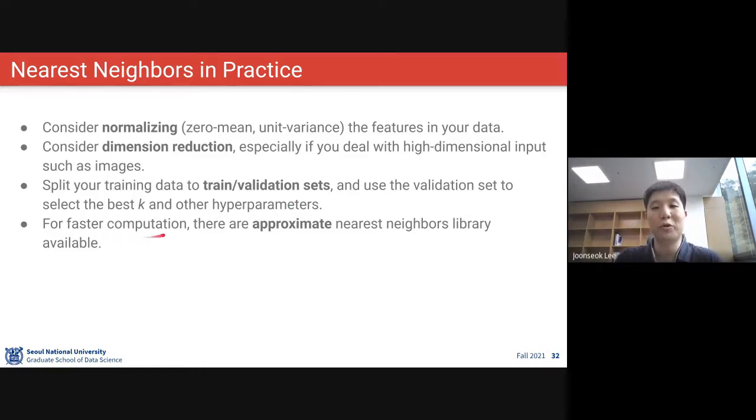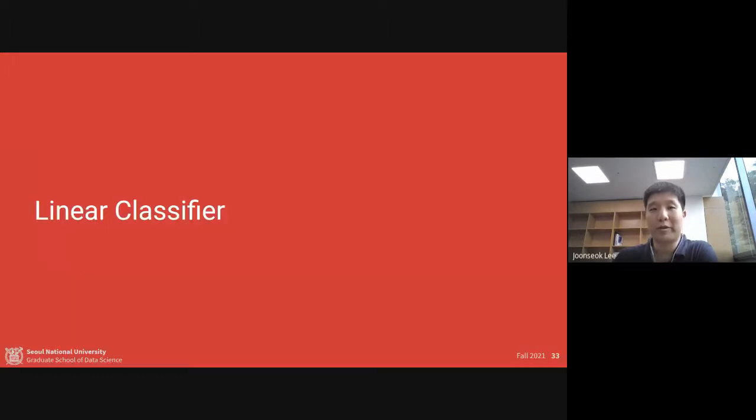And for faster computation, there are approximate nearest neighbors libraries available. So instead of computing the very best, most closest example, we may use approximate nearest neighbors. It's still acceptable in most cases, but it's much faster. So you may also consider using some approximated algorithm for the nearest neighbor computation. These are just pieces of advice for the practical application of nearest neighbors.